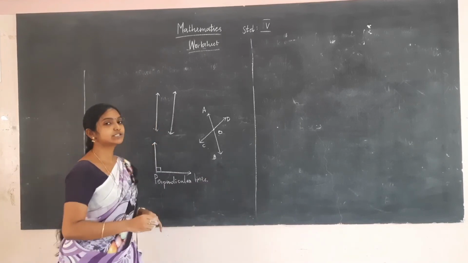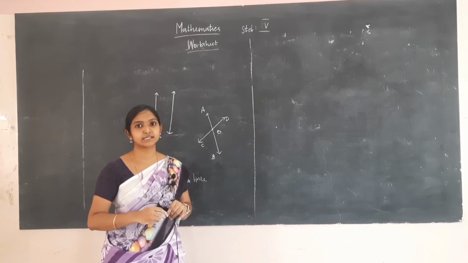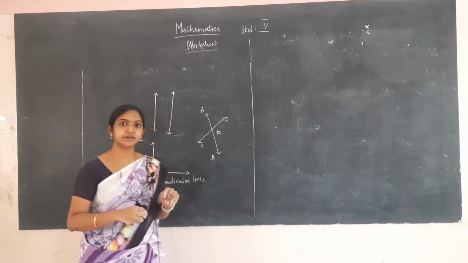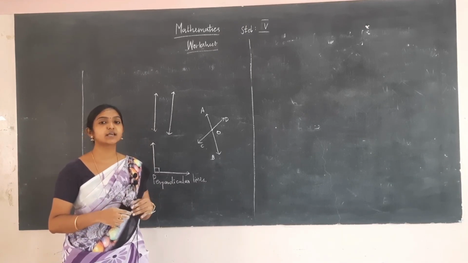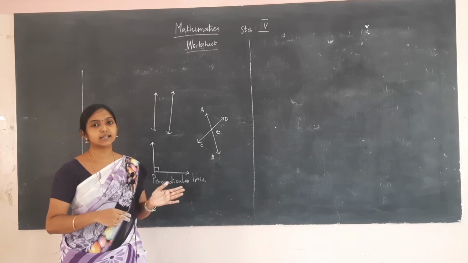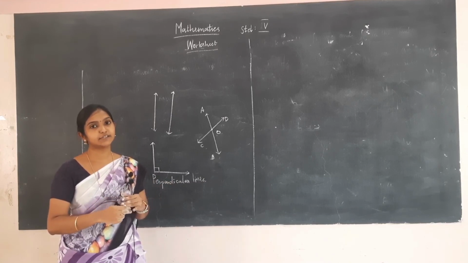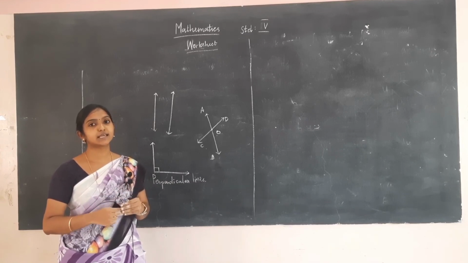Next we have learnt how to measure angle using protractor. We should keep the center of the protractor upon the vertex and measure. We have to measure using inner scale or outer scale. We have to place the baseline on the arm of the angle and measure. We should measure either using inner scale or outer scale.